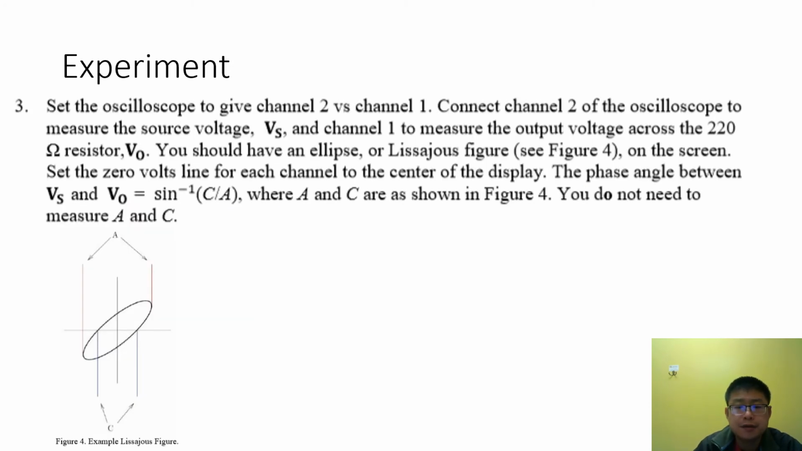The third step is to observe the Lissajous figure. So we connect channel 2 of the oscilloscope to measure the source voltage, and channel 1 to measure the output voltage, and set the oscilloscope to display channel 2 versus channel 1, so you can observe the Lissajous figure.